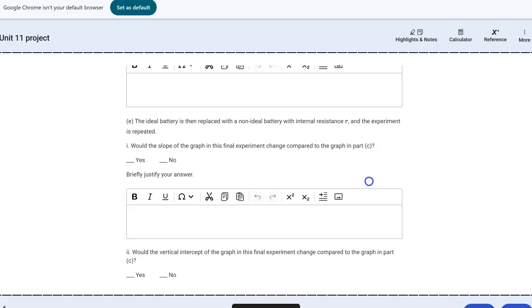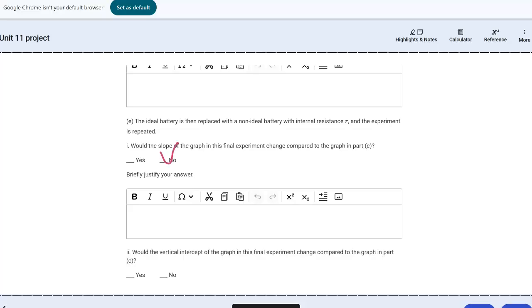Now, the ideal battery is replaced with a non-ideal battery. So it's all about whether RC would change with a non-ideal battery, and it would not. It would still be the time constant RC, even though it's discharging, so it would not.